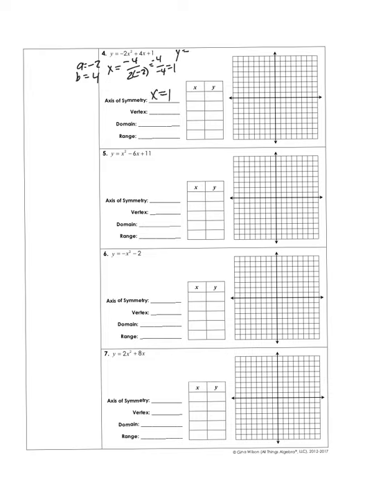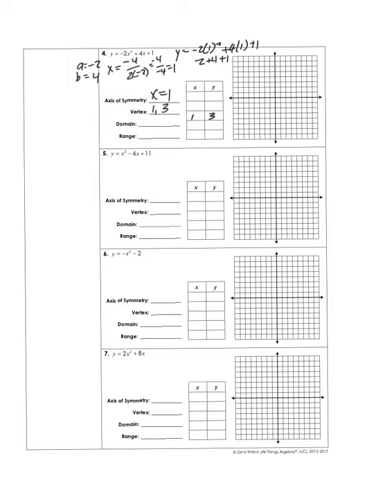And then if we find the y value for our vertex by plugging it in, so negative 2 times 1 squared plus 4 times 1 plus 1. 1 squared is 1 times negative 2 is negative 2. 4 times 1 is 4 plus 1. So that is going to be 3. So the vertex is at 1, 3.